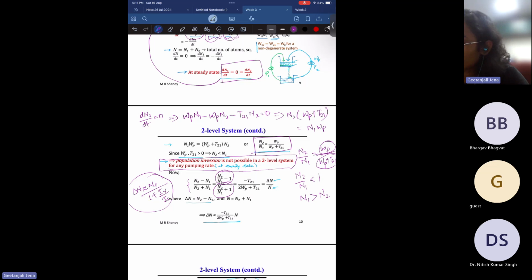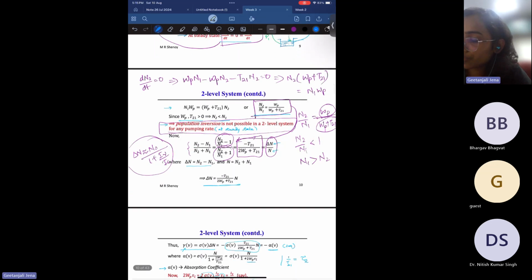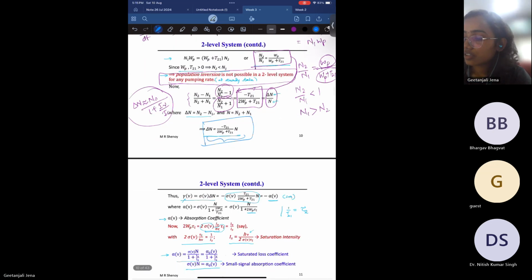Okay. And what you have to do, you have to put this expression here. You put it, we'll get a final expression like minus T21 divided by 2 omega_p plus T21, which is nothing but delta n by n. I think these are simple, so you can easily understand what these expressions are. So now if you make rearrangement, you will get delta n is minus T21 divided by 2 omega_p plus T21, times n. Okay.